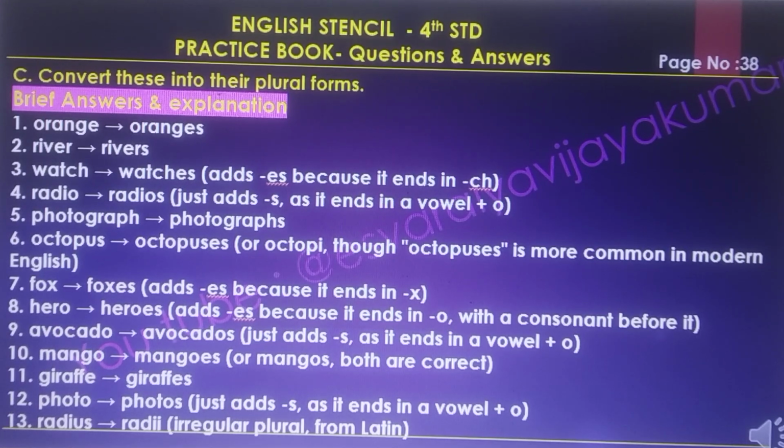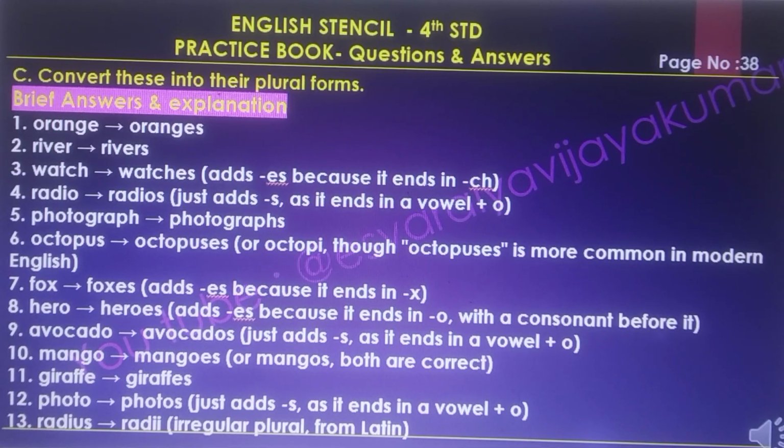The brief answer and the explanation of these questions: orange, oranges, river, rivers, watch, watches. Add es because it ends with ch. Radio, radios. Just add s as it ends with a vowel plus o. Photograph, photographs. Octopus, octopuses or octopi. Octopuses is more common in modern English. Fox, foxes. Add es because it ends with x. Hero, heroes. Add es because it ends with o with a consonant before it.